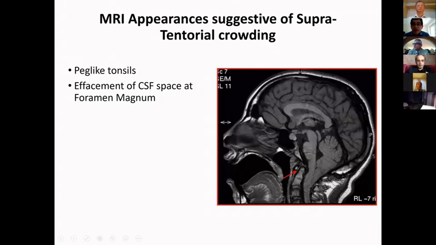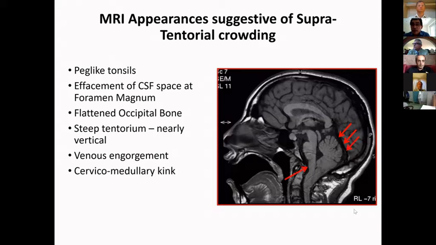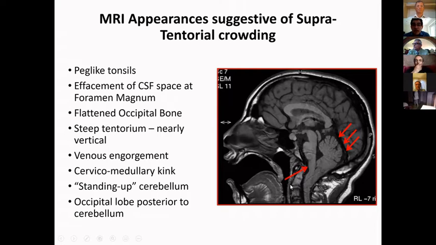So again, it goes back to the features we identified, which we call supratentorial crowding, which is a steep angle of the tent, a flattening of the occipital bone, venous engorgement, cervicomedullary kink, standing up cerebellum, occipital lobe posterior to the cerebellum. So all of these features are very typical. When you look at an MRI like that, you know that this patient has craniocephalic mismatch. The brain is smaller than the skull volume. Some of it is going to herniate, and a lot of it has to do with skull-based anomalies, as I will explain later.